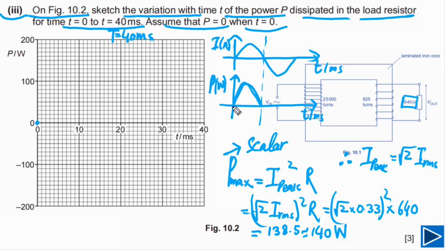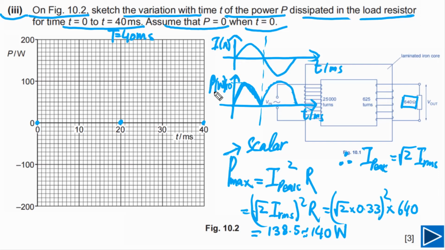So the shape of the power graph is sinusoidal. But when current is negative, power cannot be negative because this is equal to I square. So this will again be positive. So this will be the shape of the graph. And we have already found the peak value, that is equal to 140. So half of the period is here. So power at this point again will be 0, because current is equal to 0.